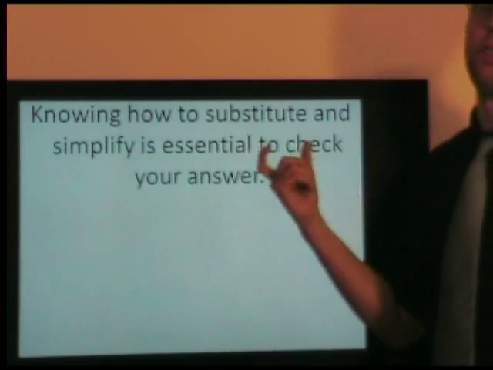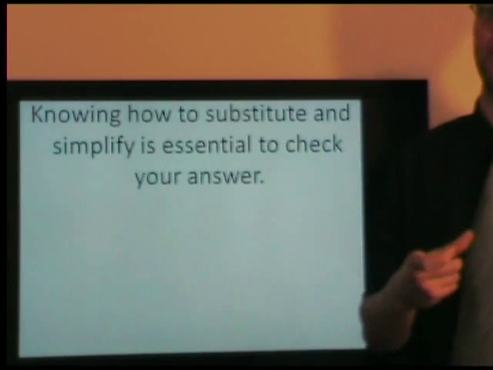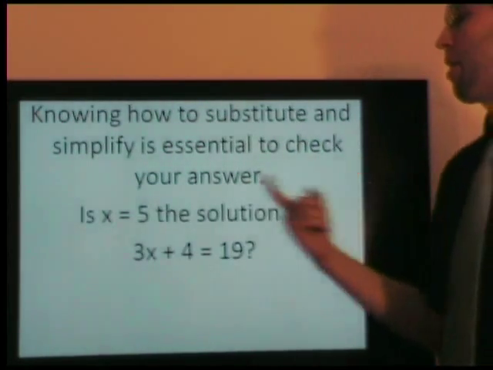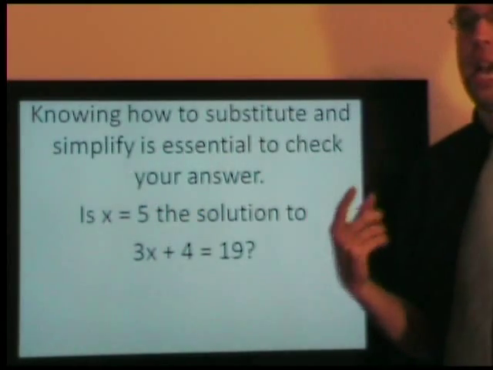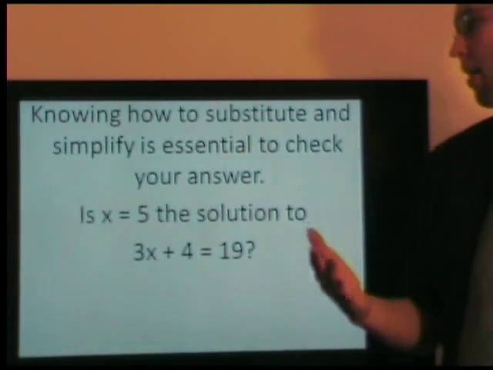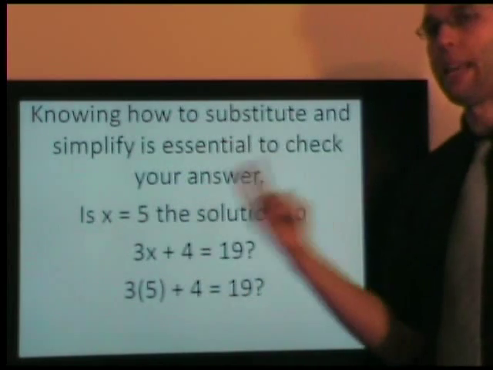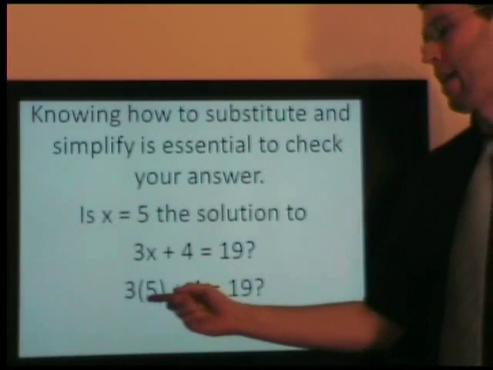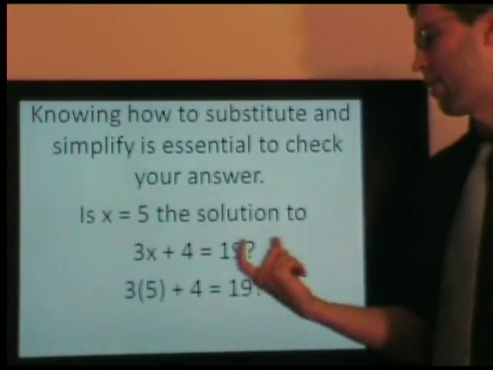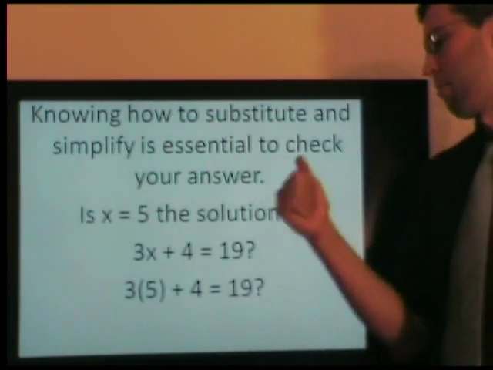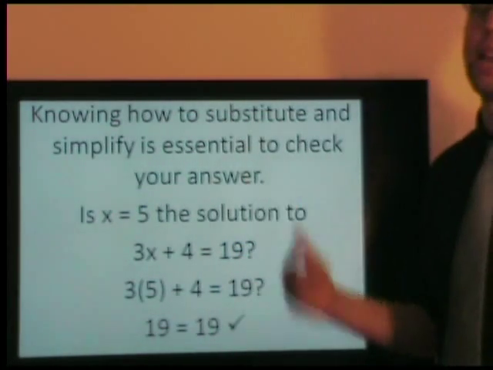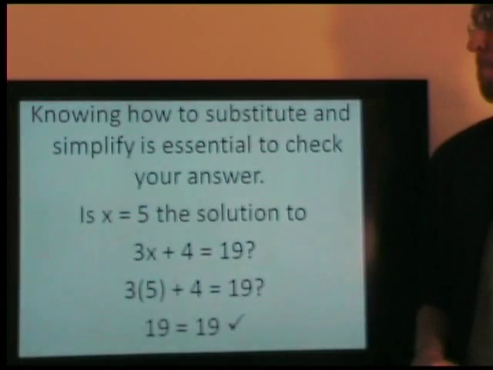This is also very important when you check your answer, knowing how to substitute and simplify. So let's say, for example, that we think the answer is 5. How do we check? Substitute and simplify. We substitute, or replace, x for 5. And again, according to order of operations, we simplify. Times 3 first, plus 4 next. In this case, we get a true statement, and so we know that 5 is the answer.